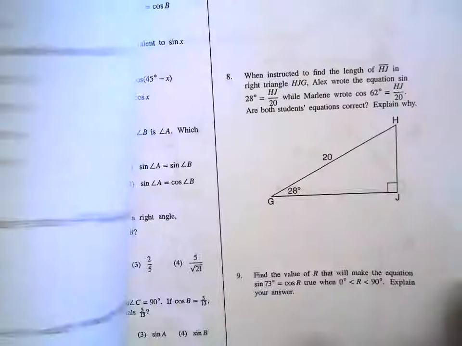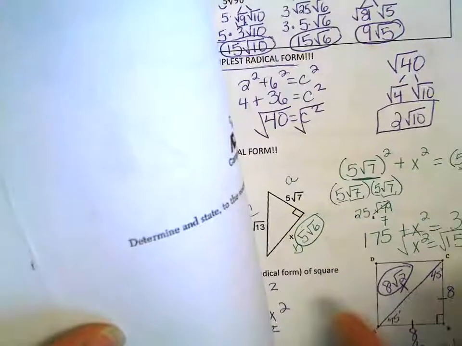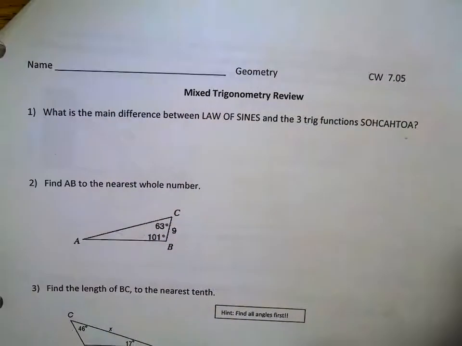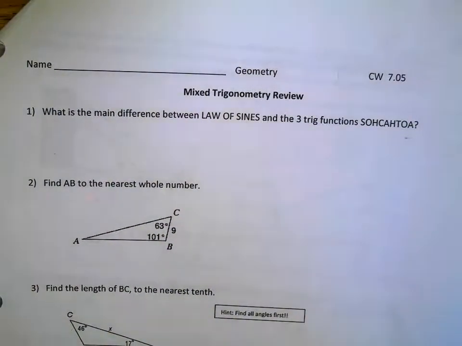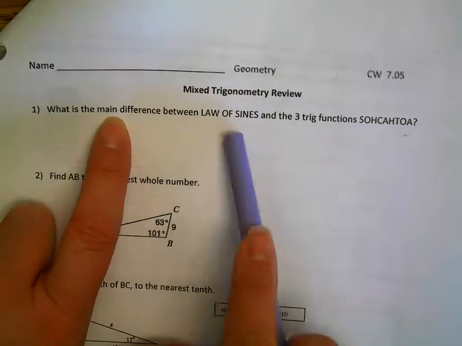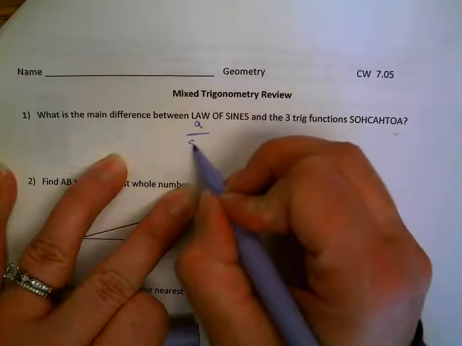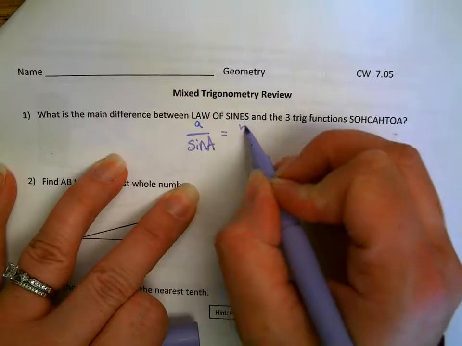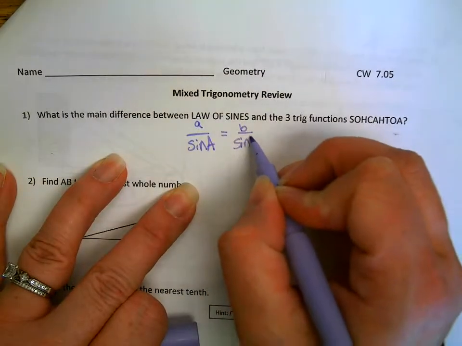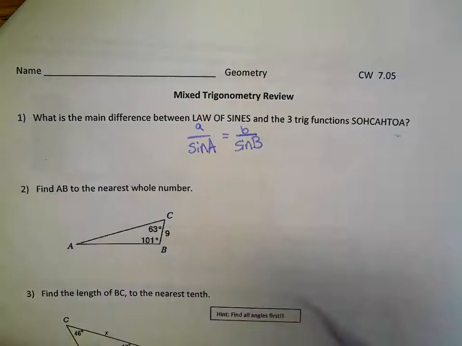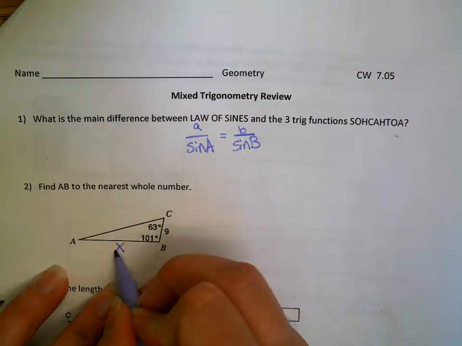There's a classwork that goes along with this. We're going to skip that one for now. The intended classwork for today is classwork 7.05. Just as always, we like to have you try this on your own. What is the main difference between the new law of sines? Remember, it's like a over sine A equals b over sine B. You might want to reread the beginning of our notes. Find AB to the nearest whole number is x.